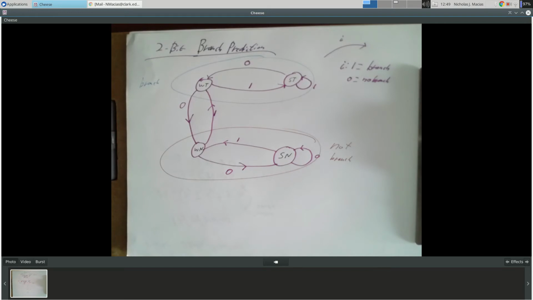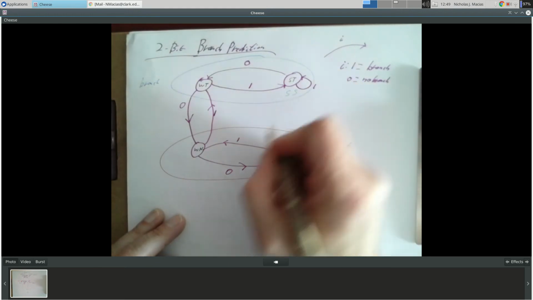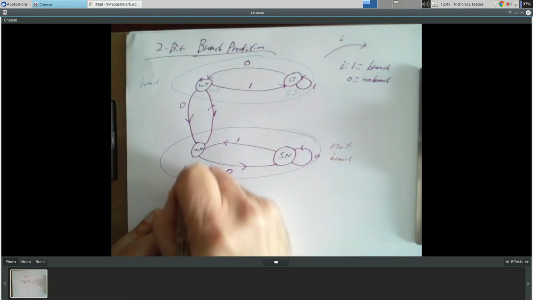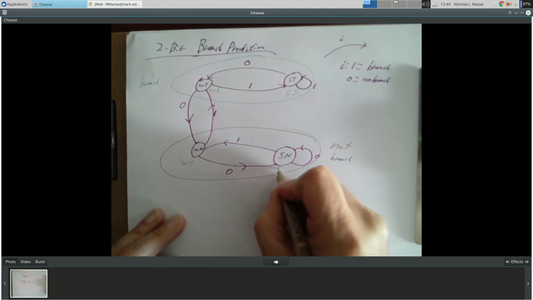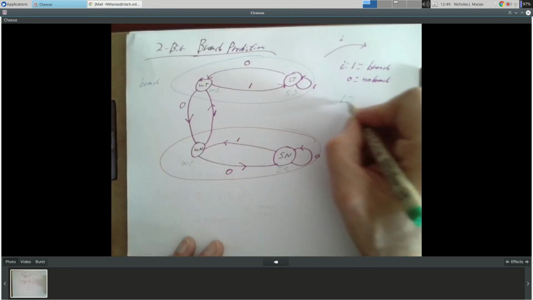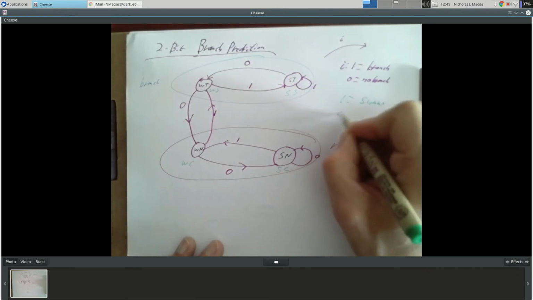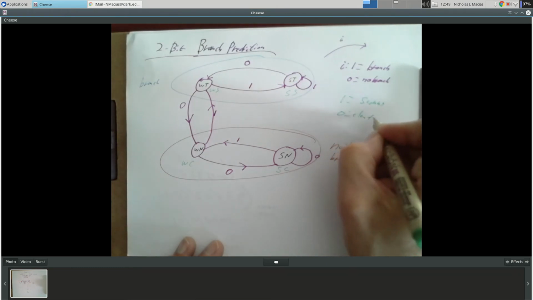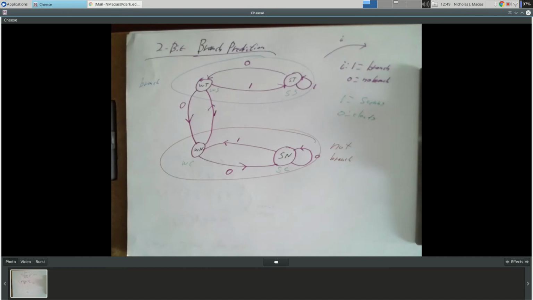So we can also use this for weather prediction, right? So this could be strongly believe it's going to be sunny, weakly believe it's going to be sunny, weakly believe it's going to be cloudy, and strongly believe it's going to be cloudy. And our input could be 1 equals sunny and 0 equals cloudy. This is for places that don't change between sunny and cloudy 80 times a day, like around here.